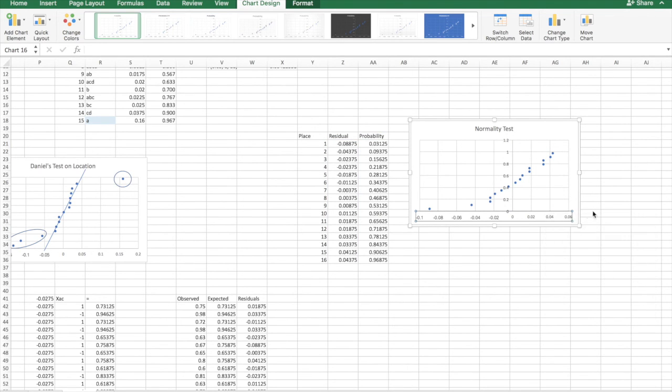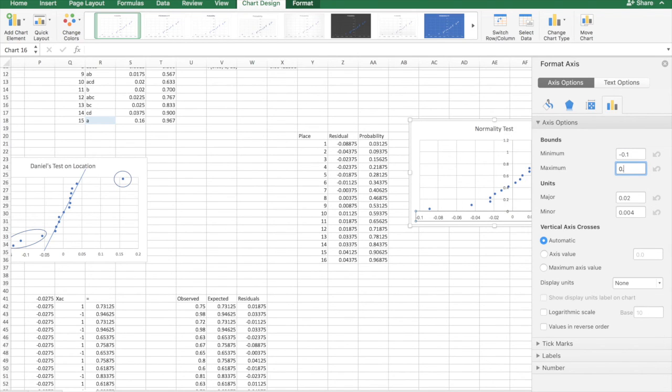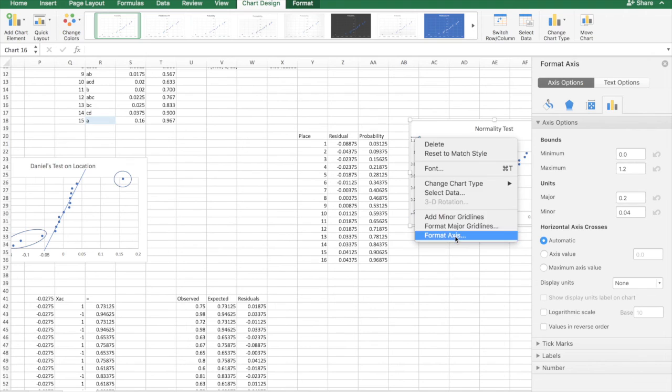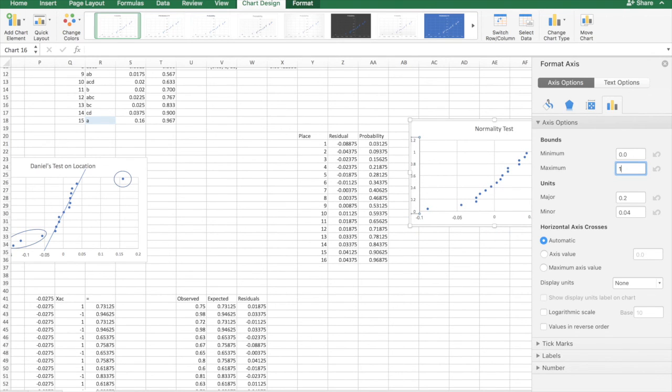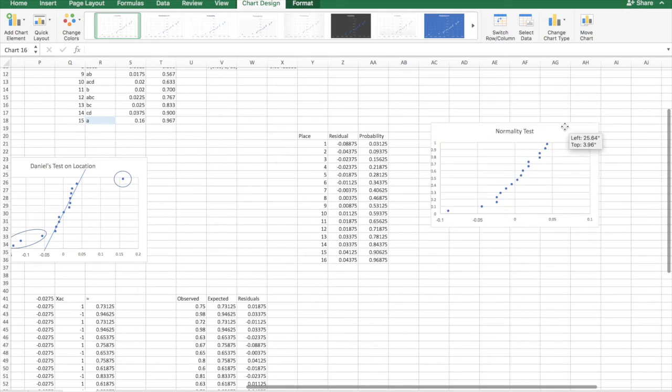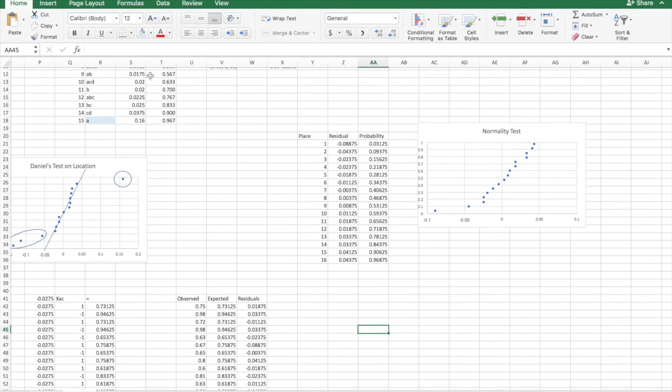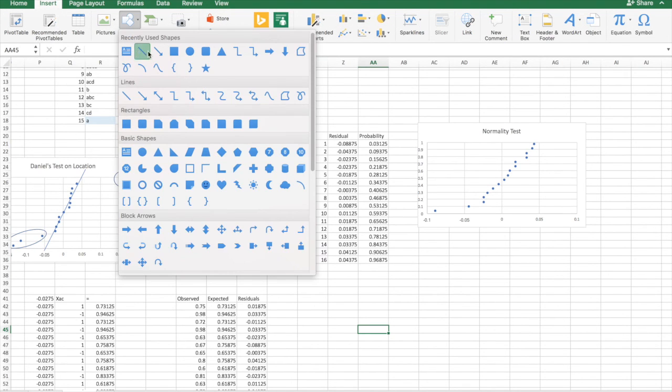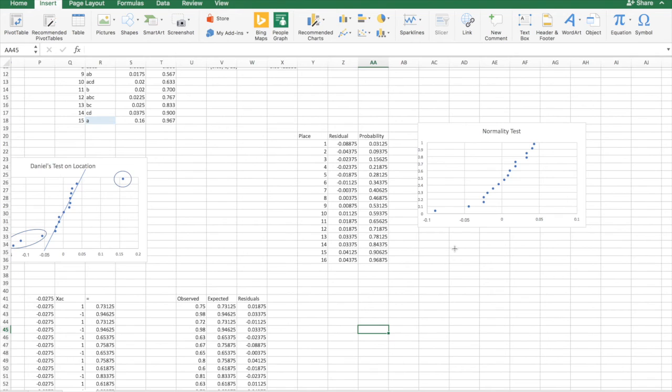Now we have to format the axis from -1 to 0.1. Then we make it cross on -0.1. And the y-axis, we have to make it go to 1. So that's it. Then we have to fit a straight line through as many points as possible, not from highest to lowest, but the one that passes through most points.